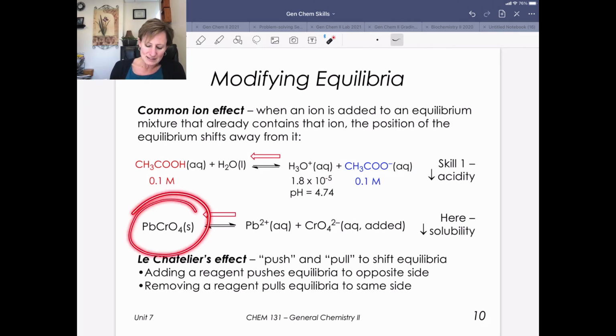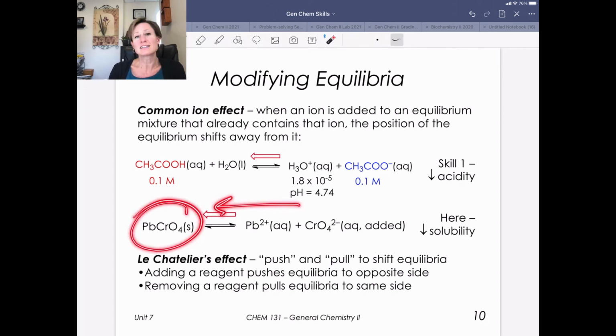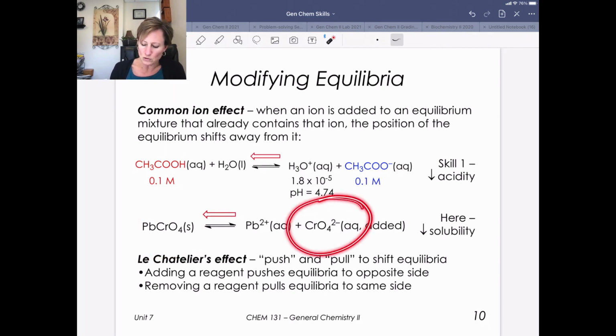We can think about the same thing with solubility. If we were to add in our chromate ion here, for example, with a very soluble salt like sodium chromate, we're going to shift the solubility of this guy to the left, such that not as much lead chromate is going to get to break apart because we've already filled our chromate cup up. So we're going to see a decrease in the solubility of our lead chromate.